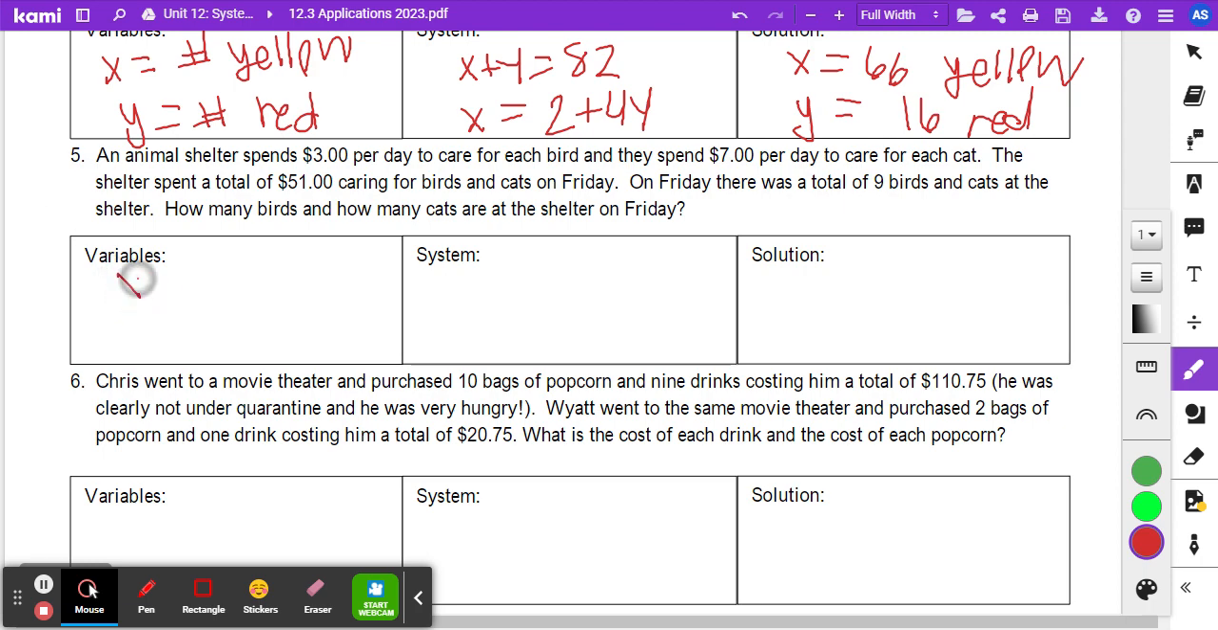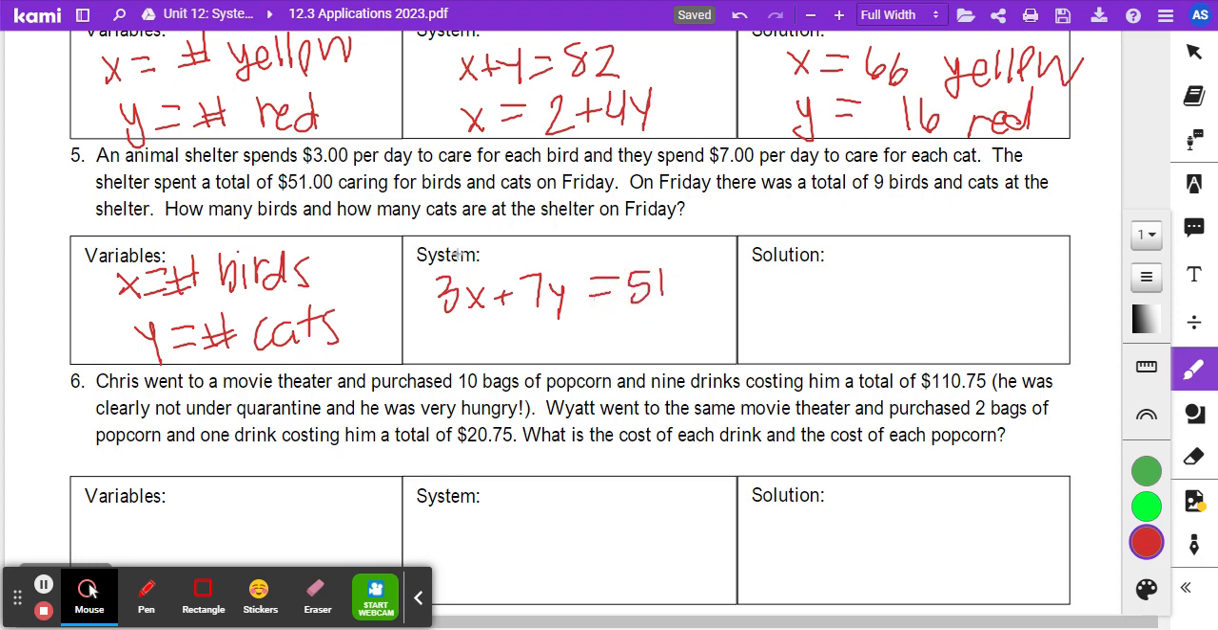So we are going to make x equal number of birds and y equals number of cats. Our system is going to be 3x for $3 per bird plus 7y for $7 per cat equals $51. And then birds plus cats is going to be 9. When you plug this into Desmos and find that intersection point, you would get 3 birds for the x coordinate and 6 cats.